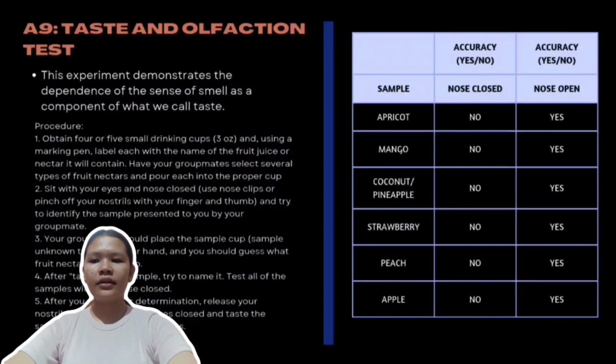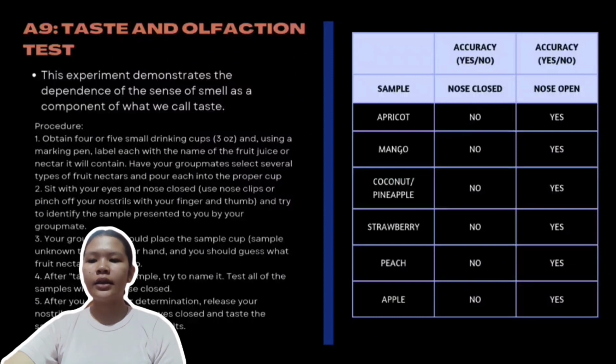Activity 9, Taste and Olfactory Test. This experiment demonstrates the dependence of the sense of smell as a component of what we call taste. For the procedure, obtain 4 or 5 small drinking cups and, using a marking pen, label each with the name of the fruit juice or nectar it will contain. Have your group mates select several types of fruit nectars and pour each into the proper cup.